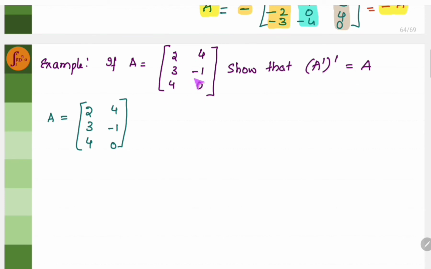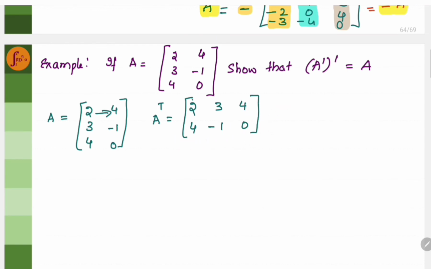So we have matrix A here. Let's take the transpose twice. So the transpose of this is going to be, first row is 2, 4, I'll put it as column. Second row is 3, minus 1, I'll put it as a second column. Third row is 4, 0, I'll put it as third column. So I want to change the rows and columns. So I get the transpose of matrix A.